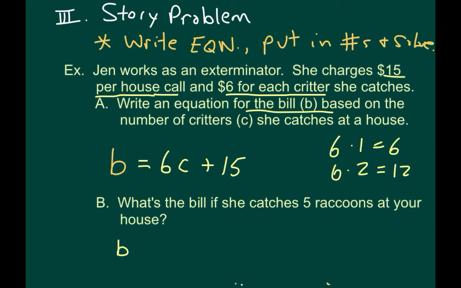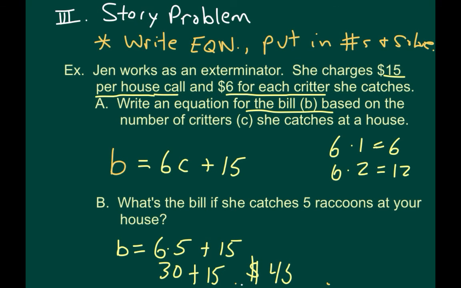So we end up getting B equals 6 times 5 plus 15. And you do order of operations, you have to multiply first, so I get $30 plus 15. So the total charge then is going to be $45 for Jen to come and take care of your raccoon problem. That's all for section 2.